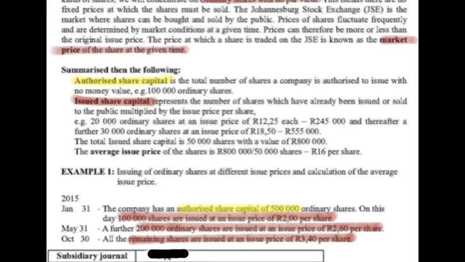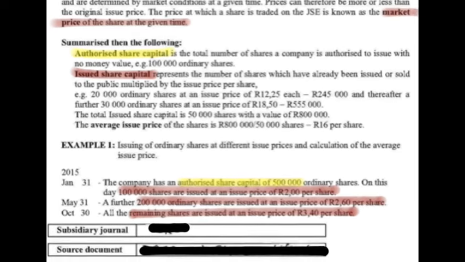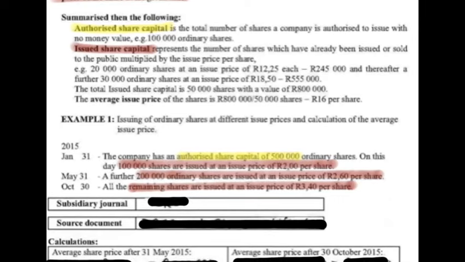So in other words, let's take an example. We have 100,000 ordinary shares. So these authorized shares can then be converted into issued share capital. So issued share capital represents the number of shares which have already been issued or sold to the public, multiplied by the issued price per share.